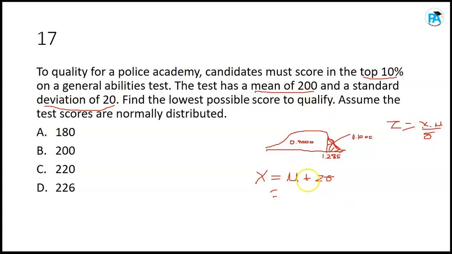Okay, so since X is equal to mean plus Z times standard deviation, what is our mean? Our mean is 200. So we substitute 200 there, plus what is our Z? Our Z is 1.285. You can put it in brackets because you are coming to multiply them separately. 1.285 times what is the standard deviation? The standard deviation is 20.